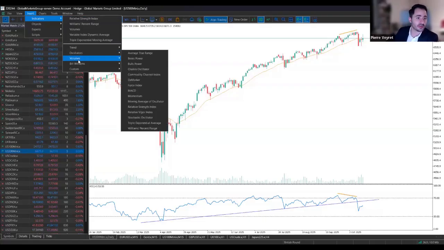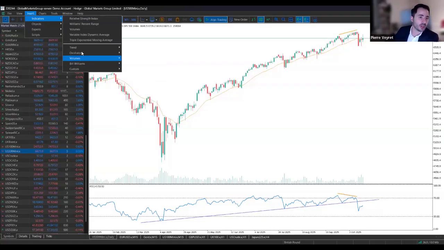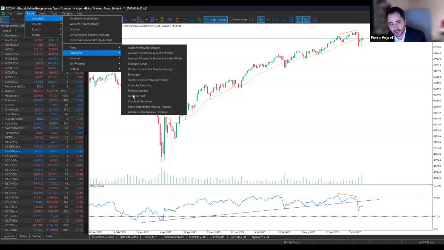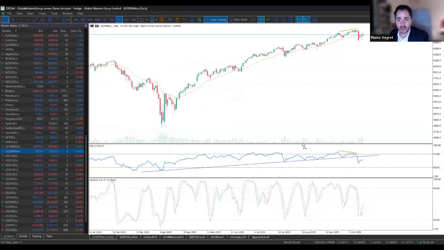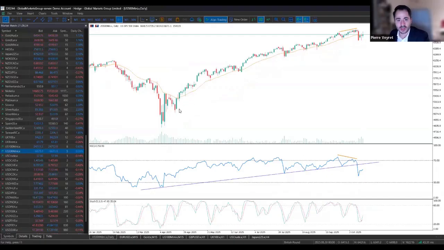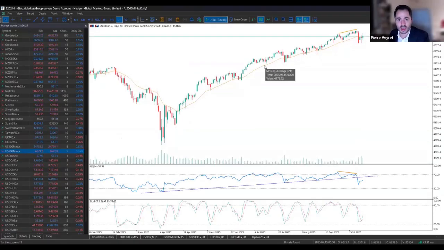Technical indicators are sorted by families, as I call them: trend, oscillators, volume, Bill Williams, and so on. I'm going to go to oscillators, stochastic oscillator. All right, let's go. On the main window, you can see the moving average, an exponential 21 period moving average in yellow. Here, on this window, you have the RSI, which is the blue line right here. And on the last window, you have the stochastics.